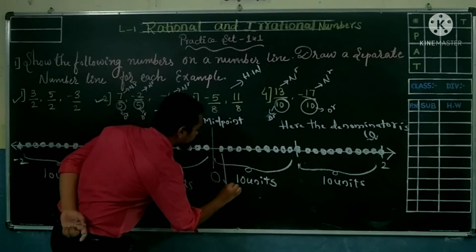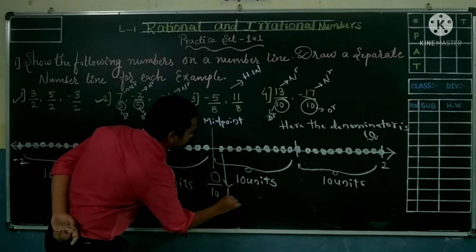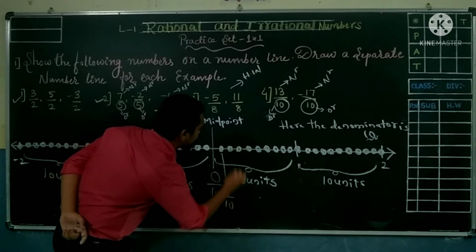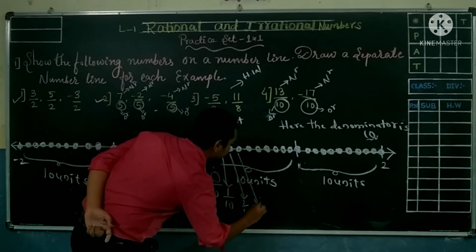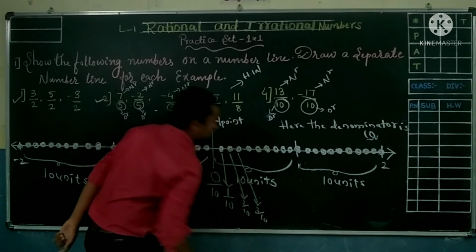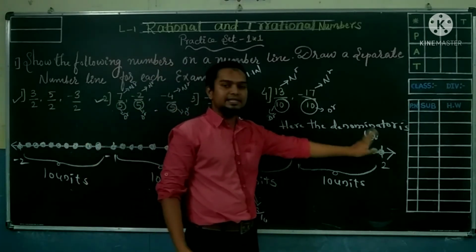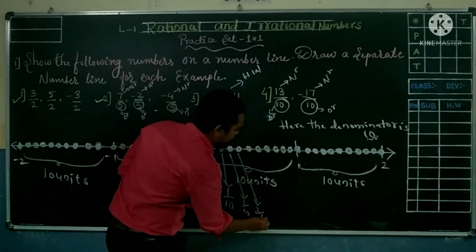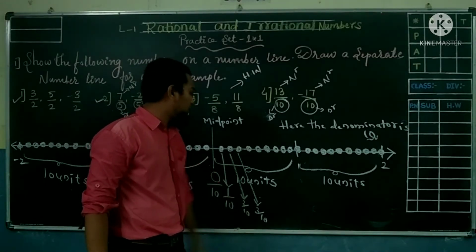This is 0 upon 10. 1 unit means 1 upon 10. 2 units means 2 upon 10. 3 units means 3 upon 10. Why are we taking upon 10? Because here the denominator given is 10. That is the purpose. Now we will take 3 upon 10.